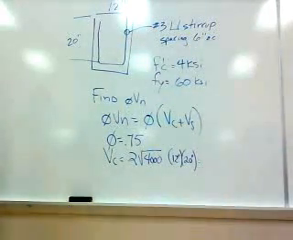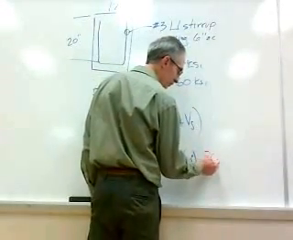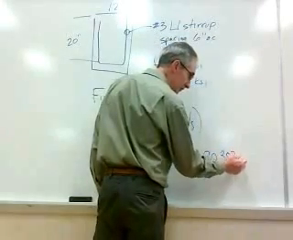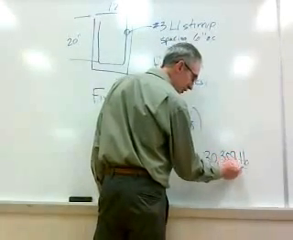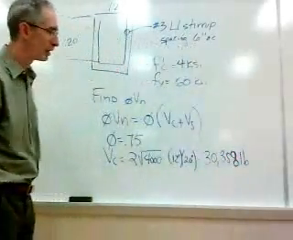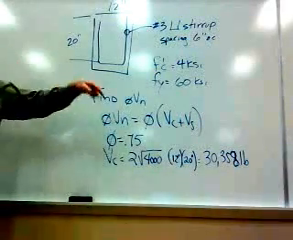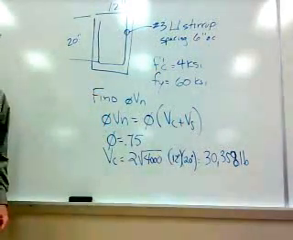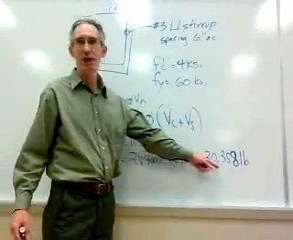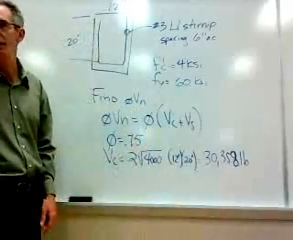What do we come up with? 30,357.87. We'll say 30,358 pounds. Now, if you want to put that into kips, I usually like working in kips, then just divide by 1,000. But do it at the end. Don't try to do it up here because that'll mess everything up.